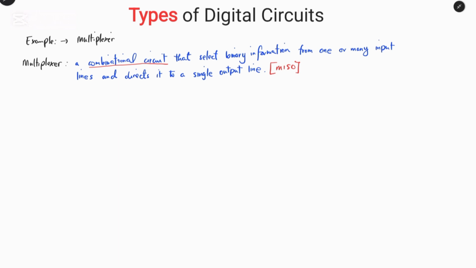If we are to draw the block diagram of the multiplexer, we can have a single output, let's say Q0, and we can have multiple inputs, where I0, I1, I2 all the way to In represent the inputs and the Q represents the output.